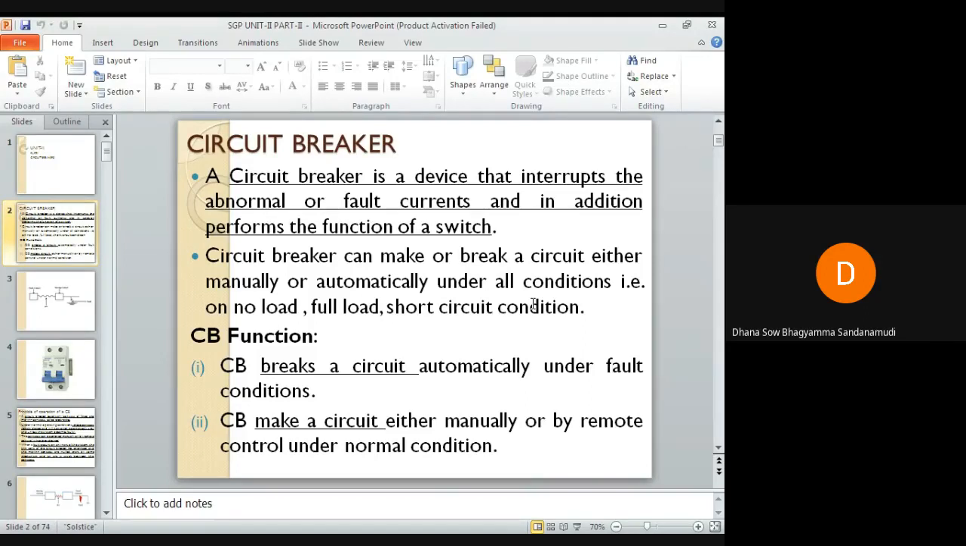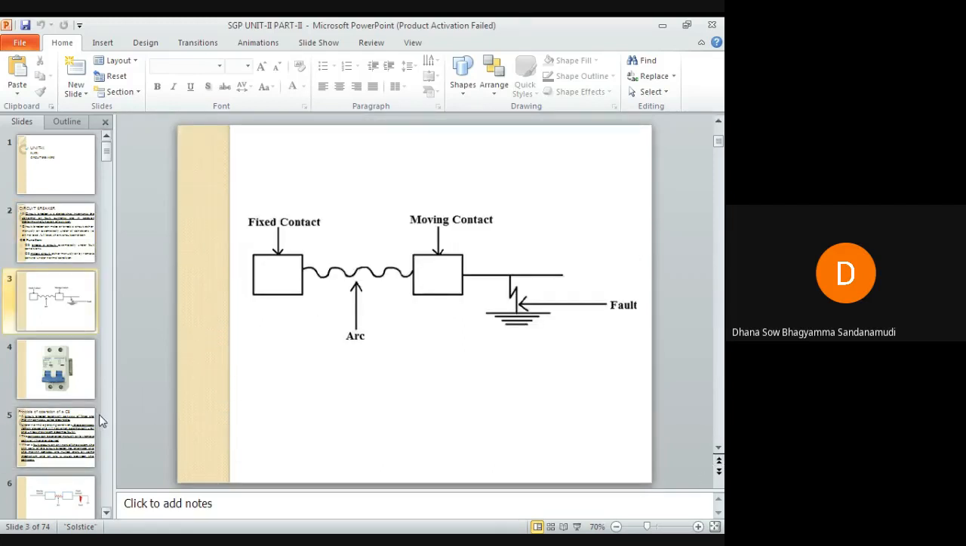But faults are unpredictable. We can't determine at what instant a fault will occur. It is an unfortunate thing that happens, so the faults must be interrupted automatically. So the circuit breaker has two functions. It breaks the circuit automatically whenever a fault occurs, and it makes the circuit either manually or automatically under normal operating condition.